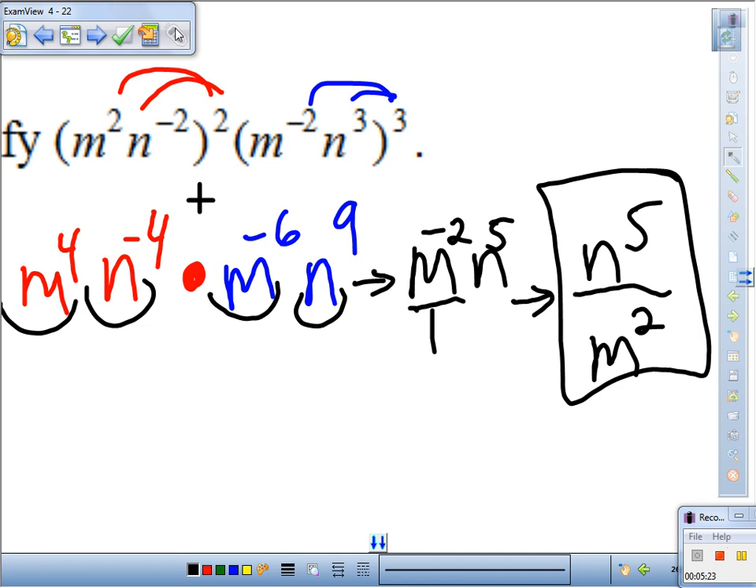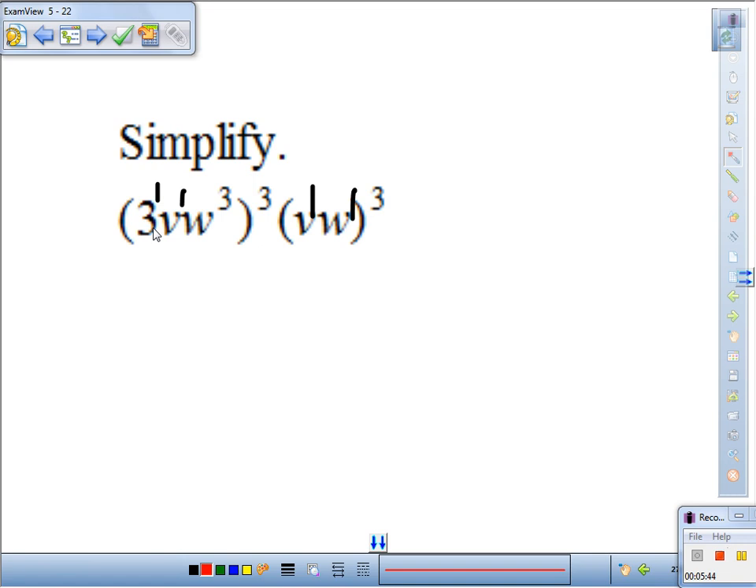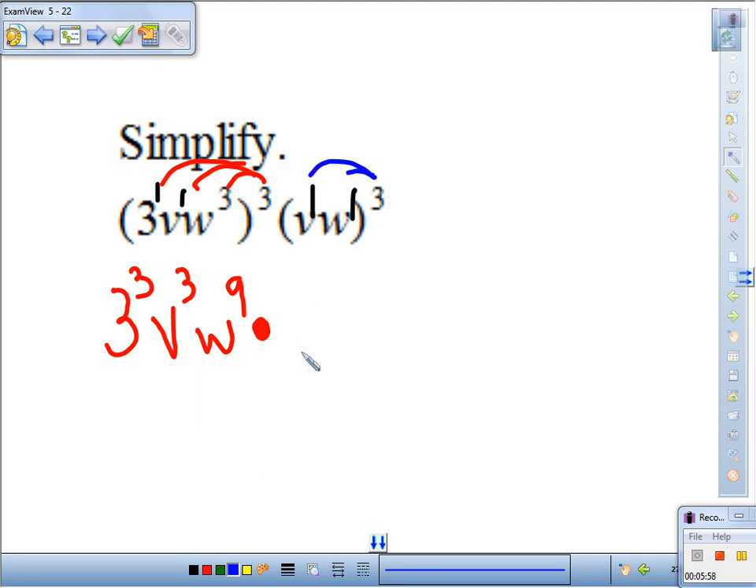Number 5. Once again, what did I ask you to do? Put a 1 on anything that does not have an exponent, because if you don't, you're going to forget to distribute the power. Did anybody forget to distribute to the 3? Yes, some of you forgot. Here it goes. This becomes 3 to the 3rd, v to the 3rd, w to the 9th, times, I'm going to change colors, v to the 3rd, w to the 3rd.